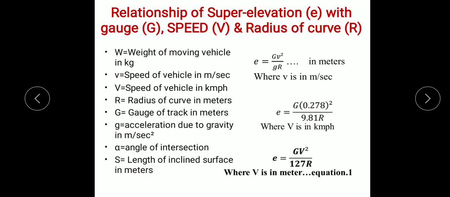So the super elevation E can be obtained by using the formula E equals G v square upon g R, and this value of E is in meters where small v is in meter per second. If we have to convert this v into kilometer per hour, we get the equation super elevation E is equal to G into 0.278 V square divided by 9.81 R. If we simplify this equation, we get the value of the super elevation as E is equal to G V square upon 127 R, where capital V is in kilometer per hour, and this equation is known as equation number 1.